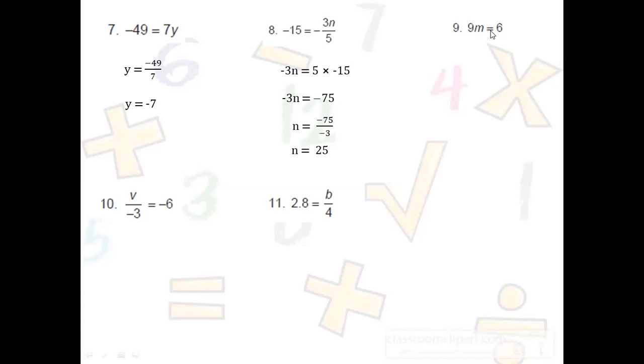Question number 9. 9m equals 6. 9 multiplied by m equals 6, which means m equals 6 divided by 9. Okay, hold on. Can you divide 6 by 9? No, you can't, right? So when you cannot divide, you just check whether you can simplify it, because there should be something to do in the question, right?